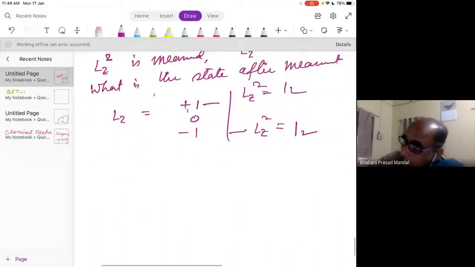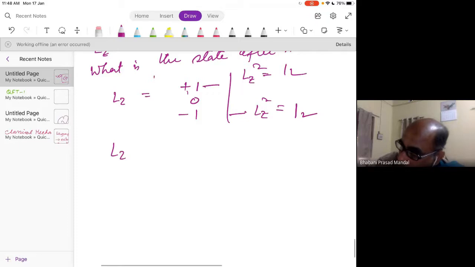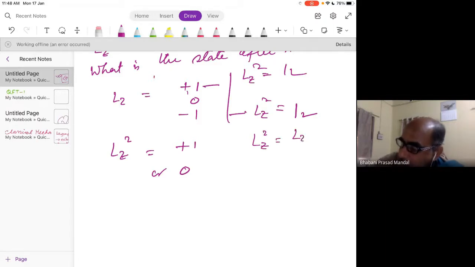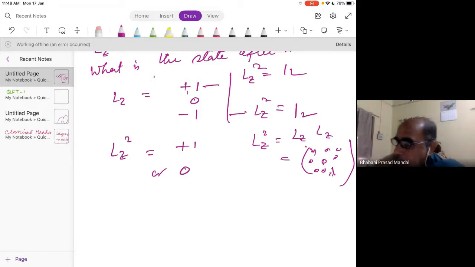So, what are the possible values of LZ square that you can find? LZ square will be plus 1 or 0. There is no minus 1 because it is LZ square now. This also you can find, if you find your LZ square, just matrix multiplication, LZ into LZ, you will find 1, 0, 1, 0, 0, 0, 0, 0, 0. That means two eigenvalues are same, 1 and 1, and one of them will be 0. So here the degeneracy will come, and I told you the degeneracy.